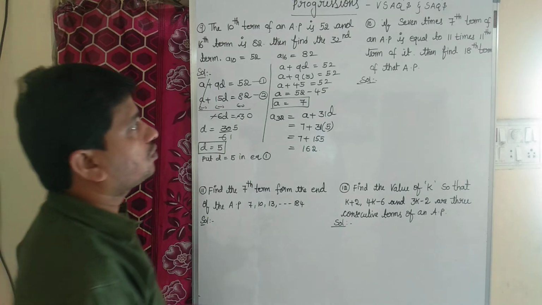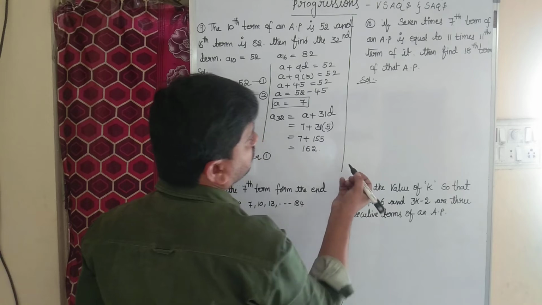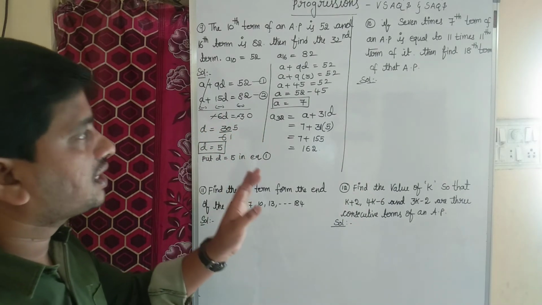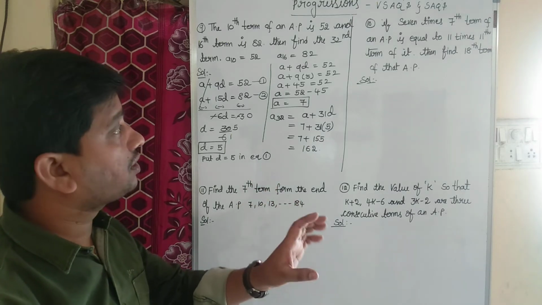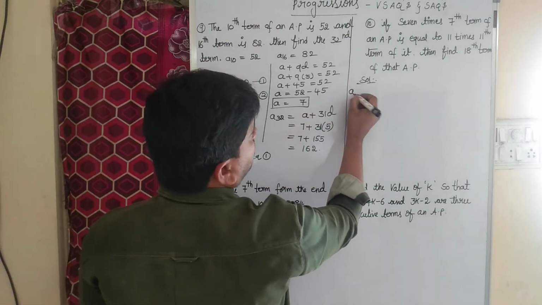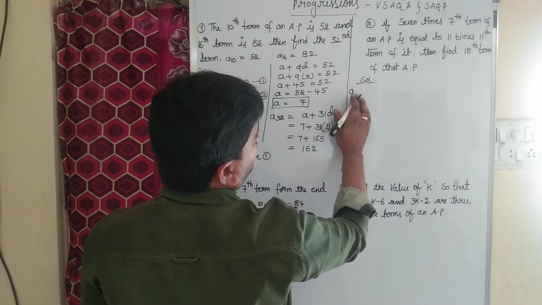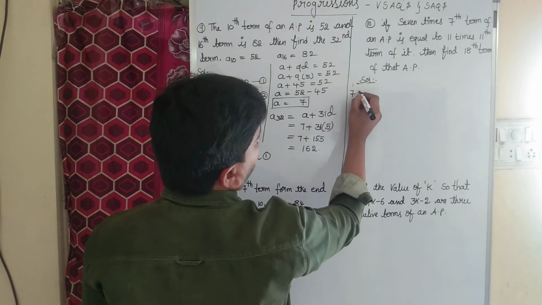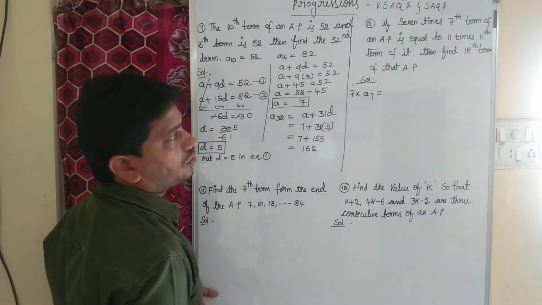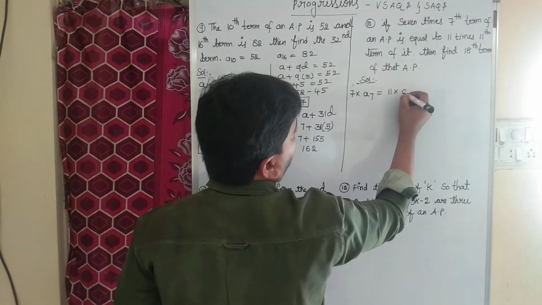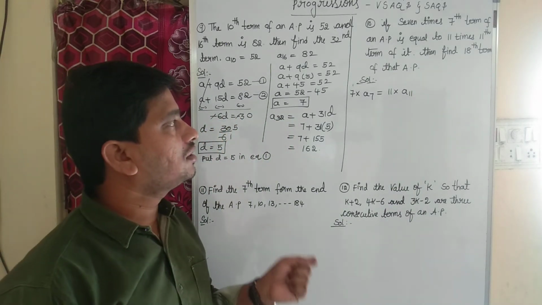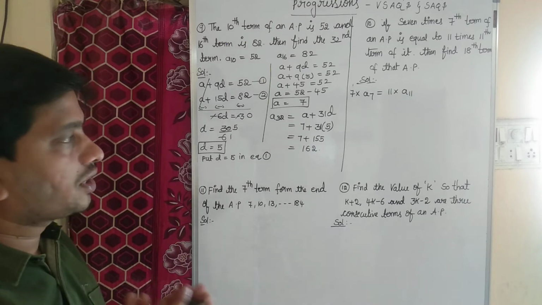Right? Now coming to 10th question. If 7 times the 7th term of an AP is equal to 11 times the 11th term of an AP, then find the 18th term of that AP. Which is an important question, children. What is the question? 7 times the 7th term of an AP, 7 times means 7 into the 7th term, is equal to 11 times the 11th term of an AP. Then find the 18th term of that AP. Try to understand the question.